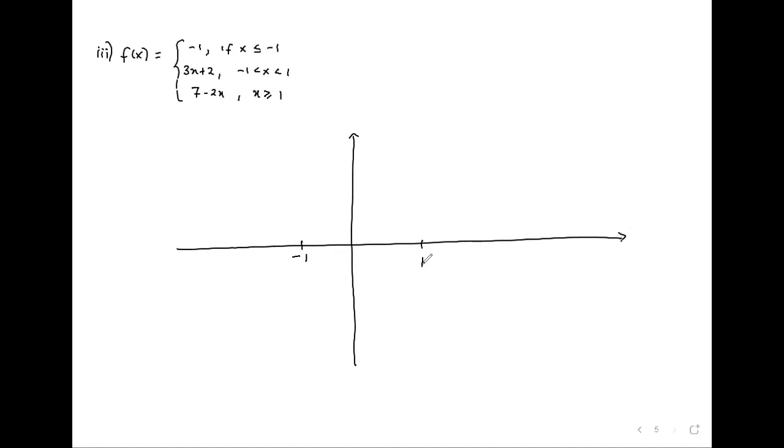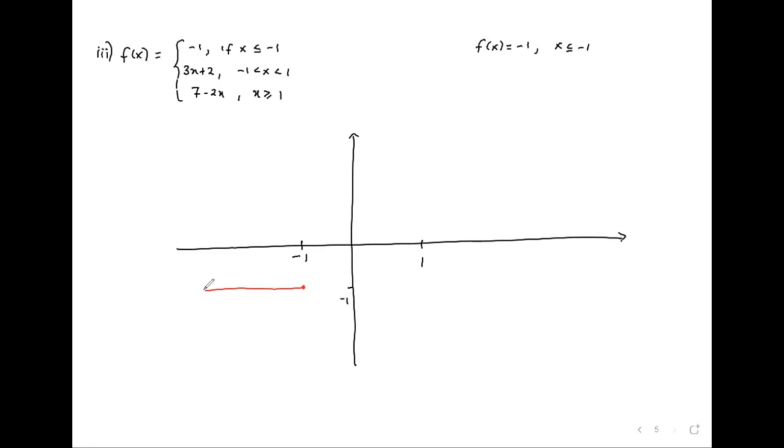So let's start with the function that is before -1. It's telling us that f of x is -1 for every x less or equal to -1. So when x is -1, you also get -1. So you start from here to the closed point, -1, -1, and draw a straight line because it's a constant function for that interval. For all values of x less than -1, you always get -1 as a function.